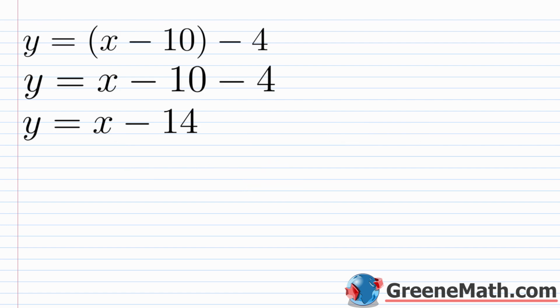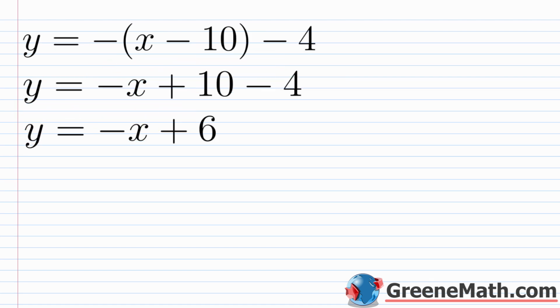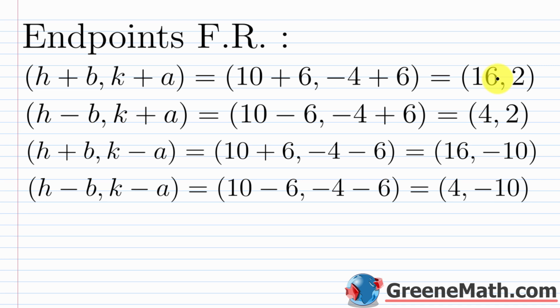Okay, so the first scenario, we can just drop the parentheses here. So y equals the quantity x minus 10 minus 4. Again, this is just a 1 right here, so you can just drop the parentheses. So it's y equals x minus 14. Second scenario, you have the negative out in front of the parentheses, so you have to actually distribute that in. So y equals the negative of the quantity x minus 10 and then minus 4. If you simplify, you get y equals negative x plus 6. Endpoints for the fundamental rectangle, you're going to have 16 comma 2, 4 comma 2, 16 comma negative 10, and then 4 comma negative 10.